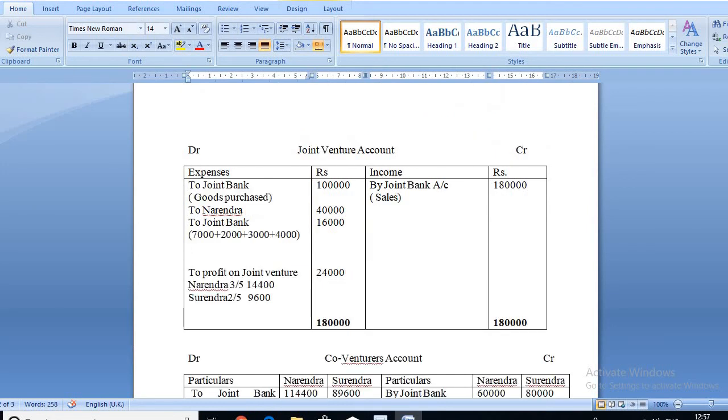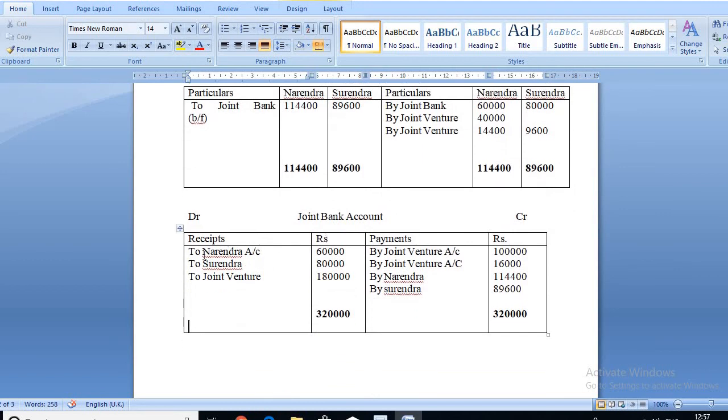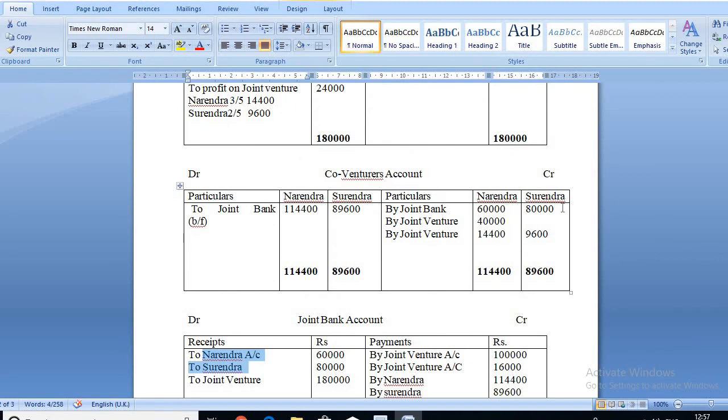So once again I'm repeating this problem. The first transaction: Narendra and Surendra contributed money to joint bank. So in joint bank it's a receipt. Record here: Narendra contributed 60 and Surendra contributed 80. The same transaction should be recorded one more time on the credit side, in the Narendra and Surendra accounts: 60,000 and 80,000. The name should be joint bank, because we have taken this money from joint bank.